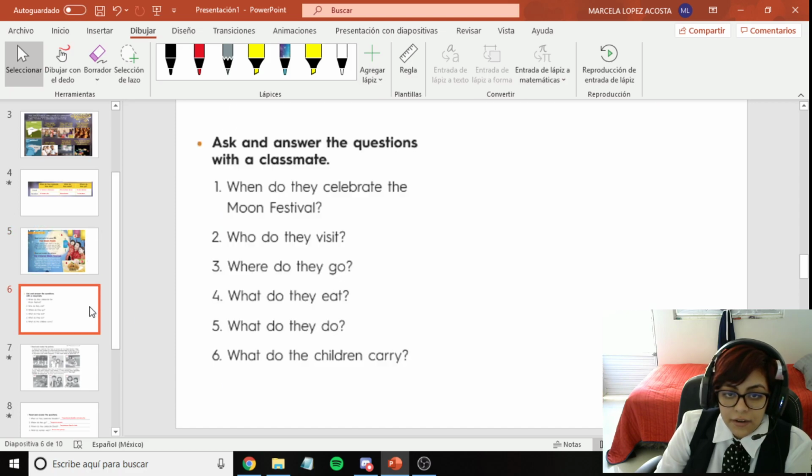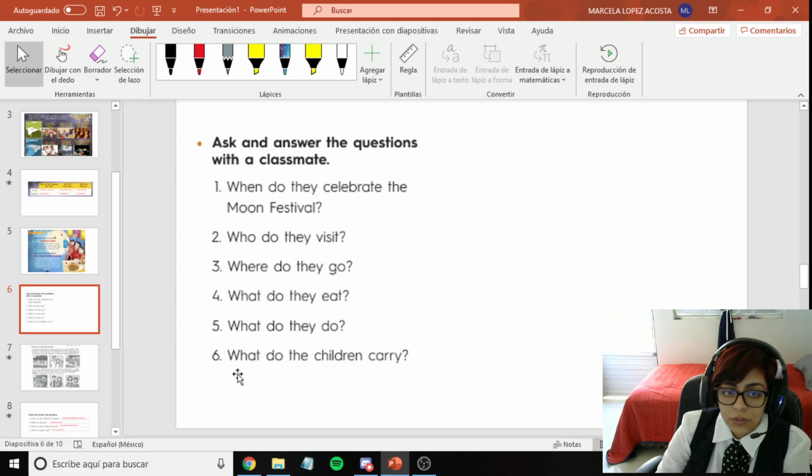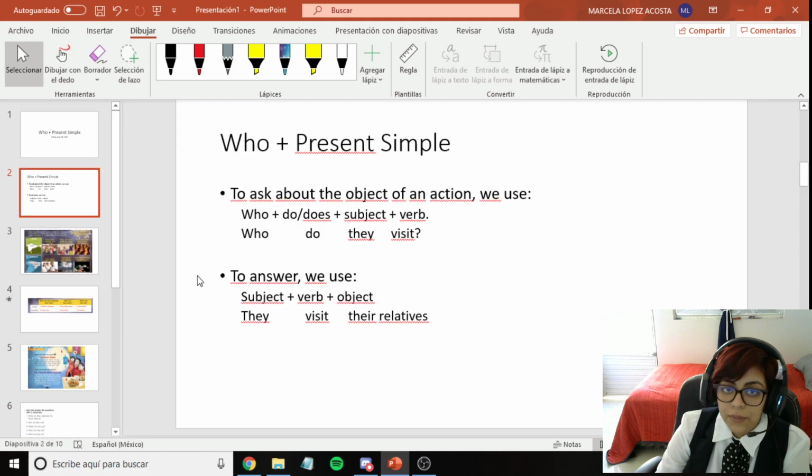Reading this again, you have to answer the questions. When do they celebrate the Moon Festival? Who do they visit? Where do they go? What do they eat? What do they do? And what do the children carry? Okay, according to this little paragraph, you are going to answer these questions. Please copy them on your pink notebook, and also this information too.